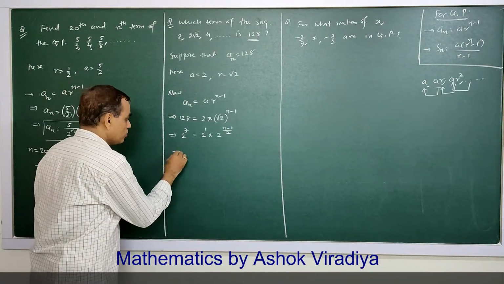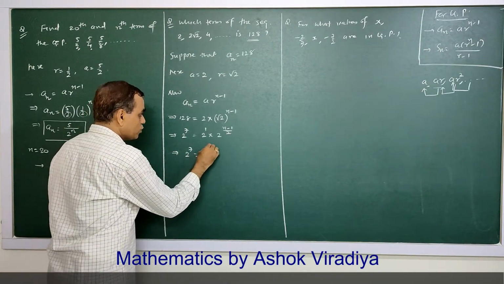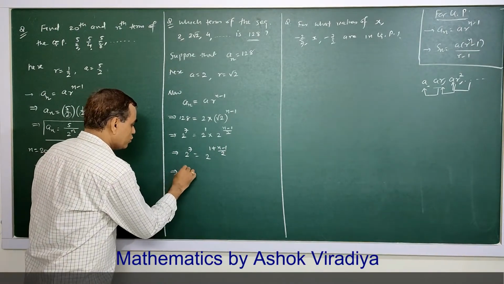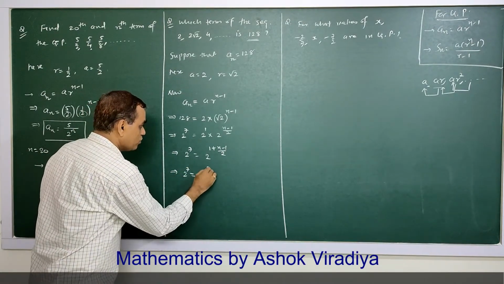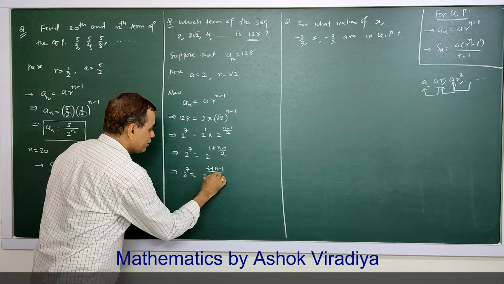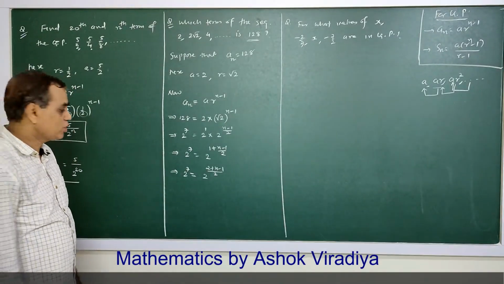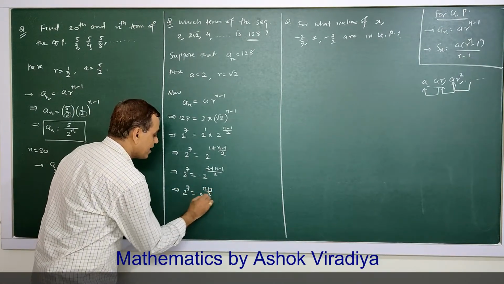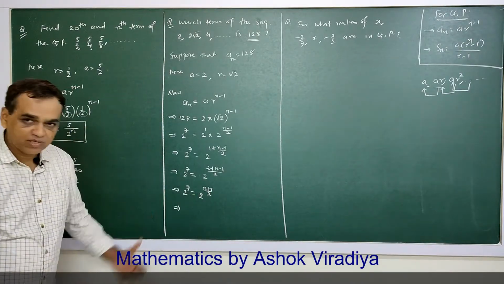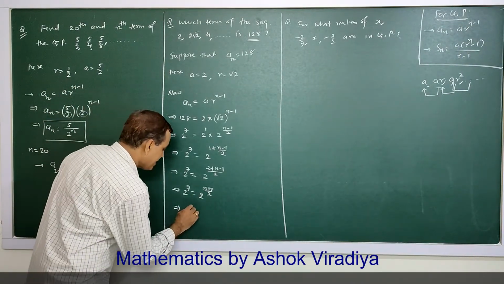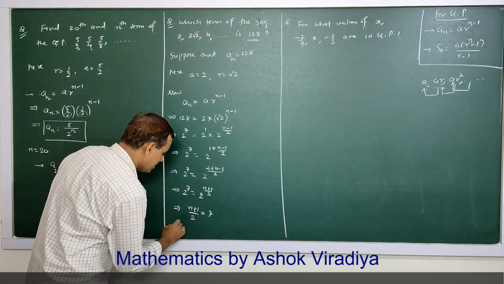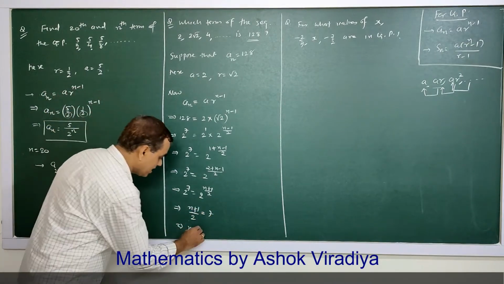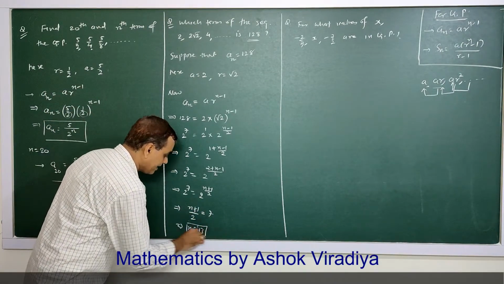So joining this, 2 raised to 7 is 2 raised to 1 plus n minus 1 by 2. That is 2 raised to 7 is 2 raised to 2 plus n minus 1 by 2. LCM is 2. So 2 raised to 7 is 2 raised to n plus 1 by 2. Now bases are same, so comparing indices, n plus 1 by 2 is 7. Therefore n is 7 into 2, 14, 14 minus 1 is 13. This is n.